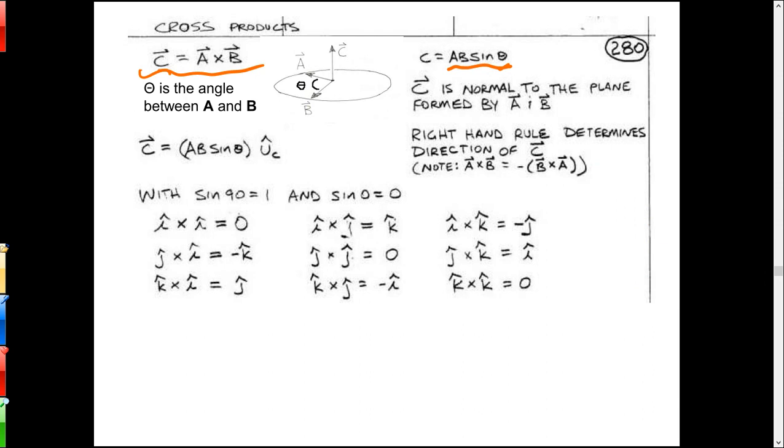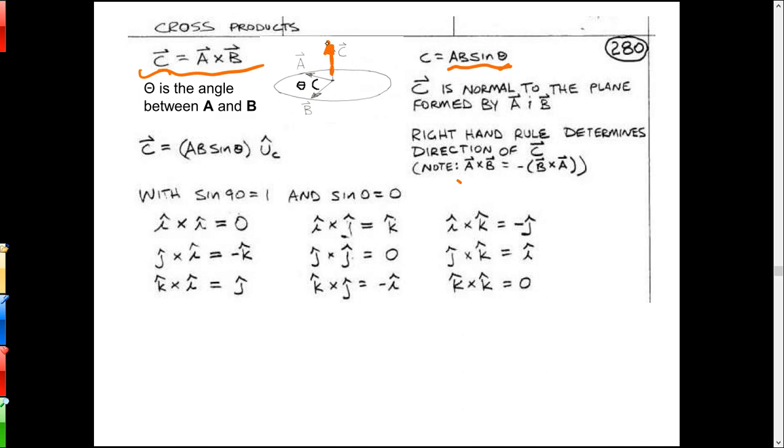Now C is a vector normal to the plane formed by A and B. And the right-hand rule determines the direction of C. So if you take your fingers, point them towards A, rotate them towards B with your right hand, your thumb will point in the direction of C. So the cross product is a vector, unlike the dot product, which is not.